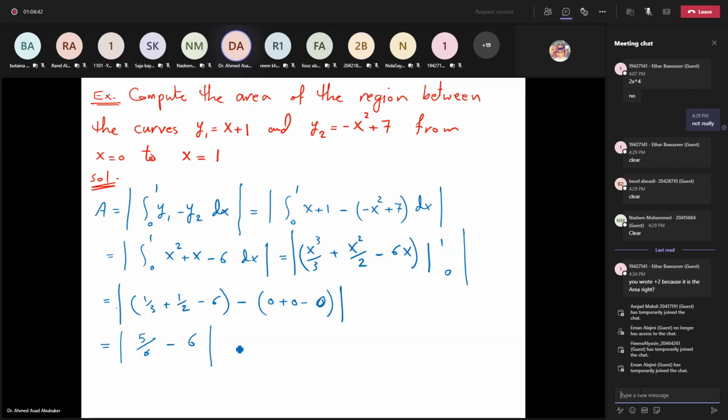And this is equal to, 6 over 1, so multiply 6 by 6, 5 minus 36 equals minus 31 over 6. With absolute value, this is equal to 31 over 6. Okay.